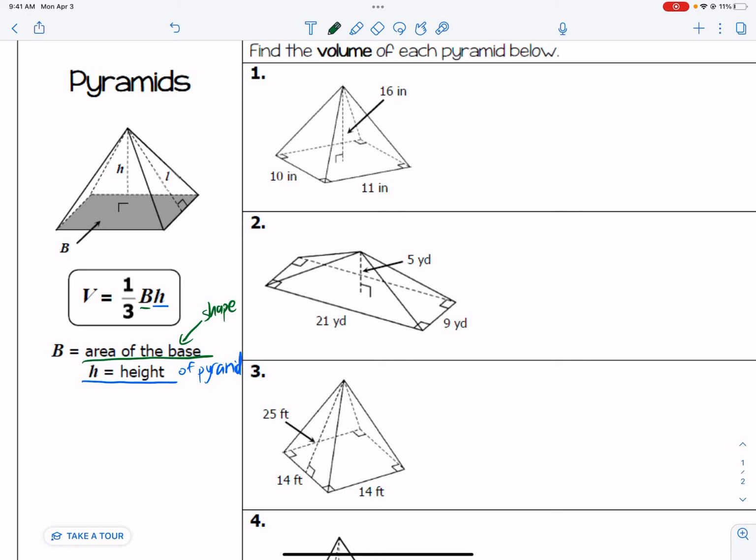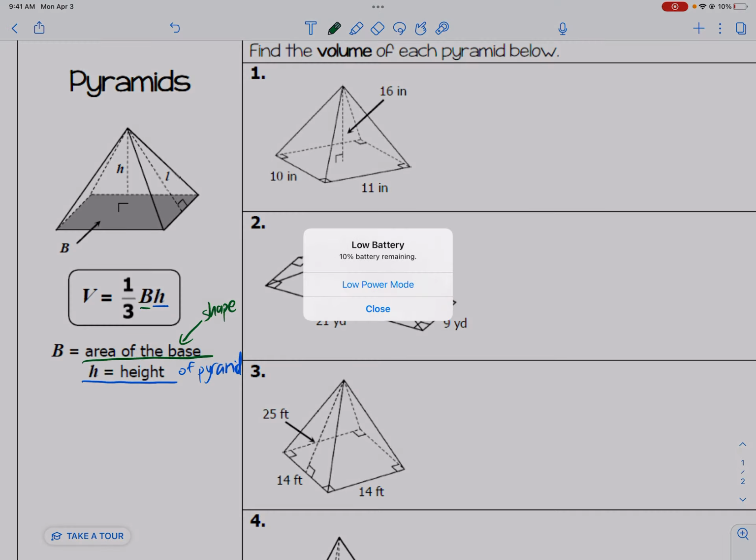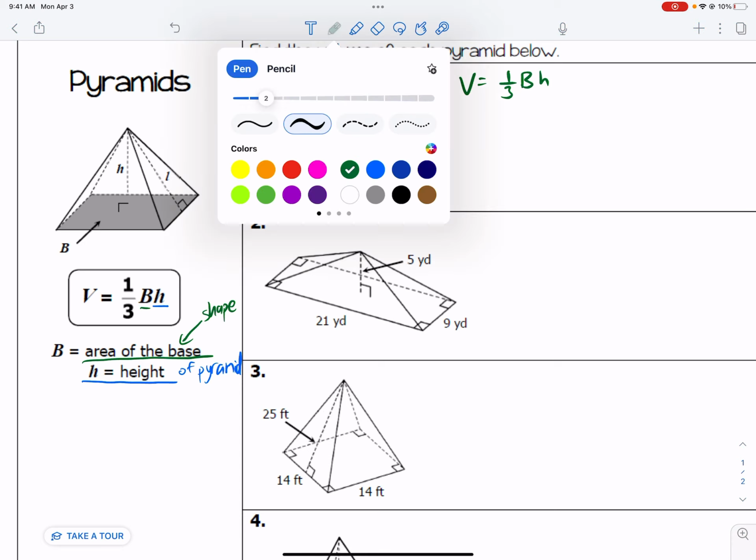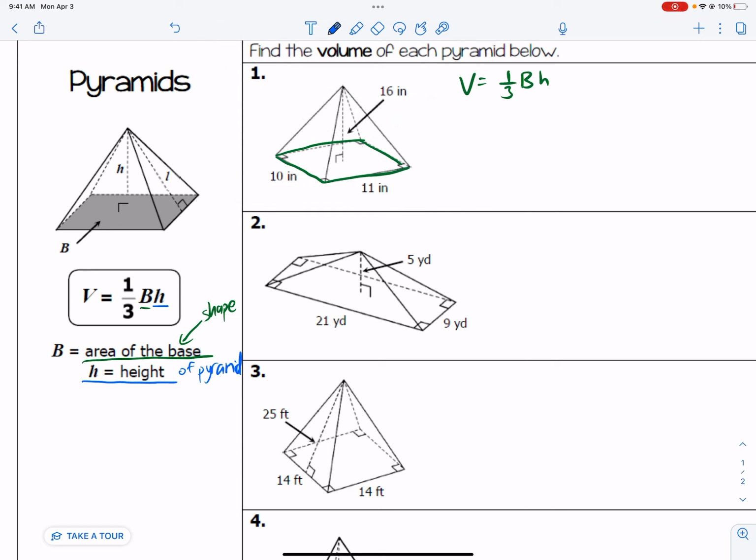All right, for number 1, we're starting off. This is a rectangular base. So rectangular base right here. And I'll be using the volume formula, so V equals 1/3 base times height. So let's start off with height. The height is how high my pyramid is. My pyramid from the center, with a perpendicular angle, is going to be 16 inches. So H equals 16.